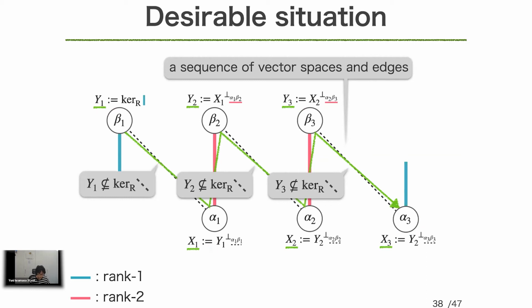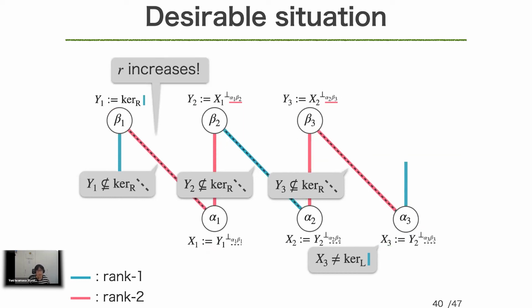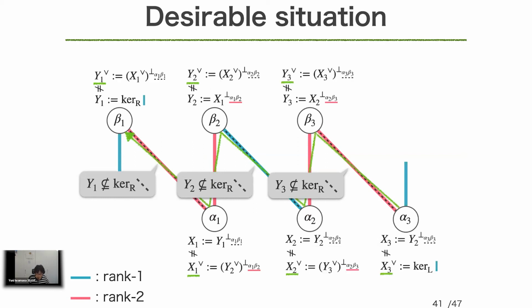So we obtain a sequence of vector spaces and edges: yi, this edge, xi, this edge, and so on. Further assume that x3 is different from the left kernel of this edge. So in this case, we can augment the matching by adding all edges in the path. Indeed, the number of edges increases by 3 here, and the number of isolated rank 2 edges decreases by 2. So R increases by 1.